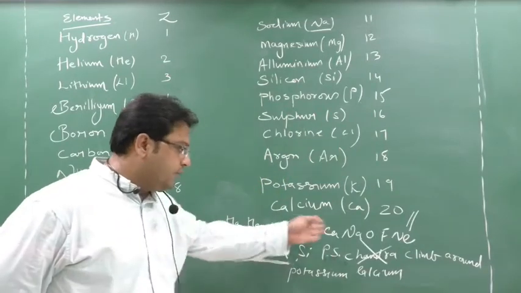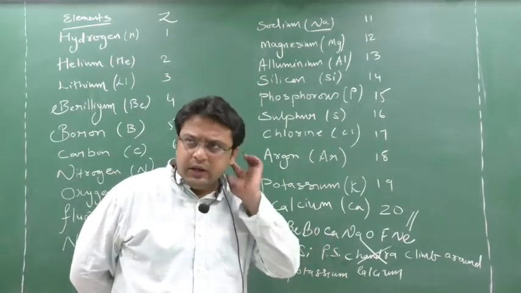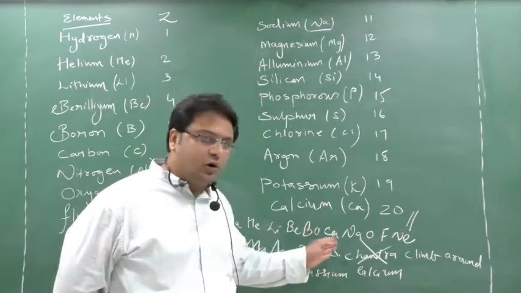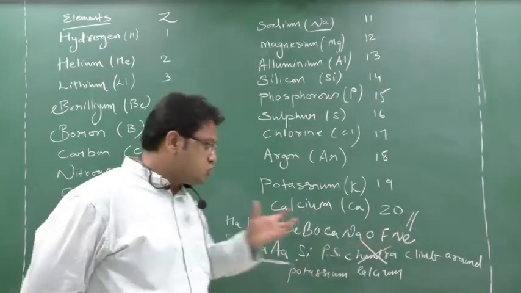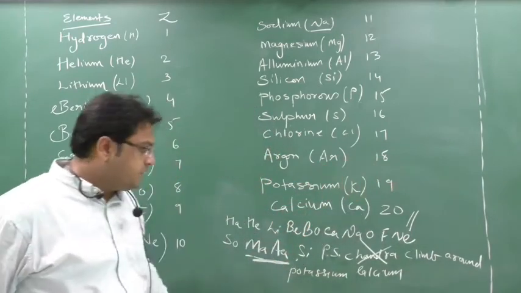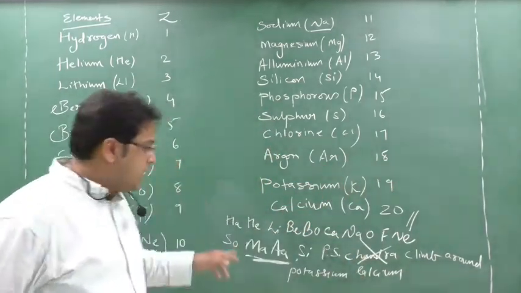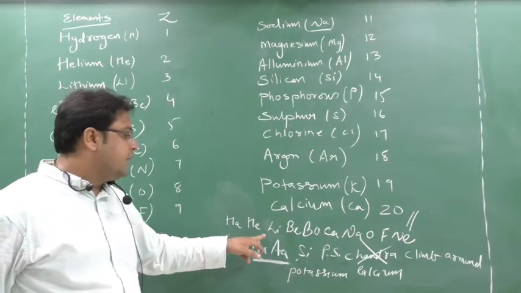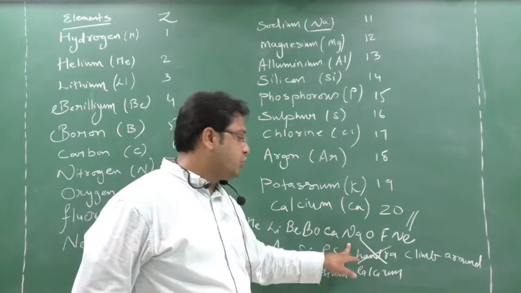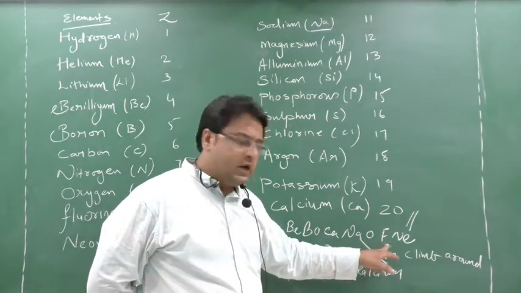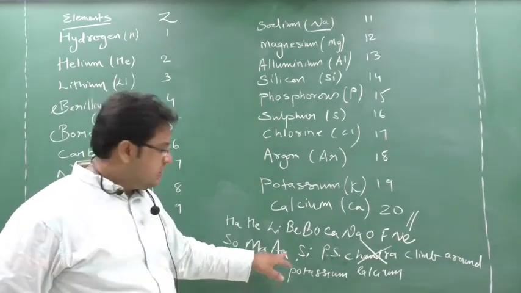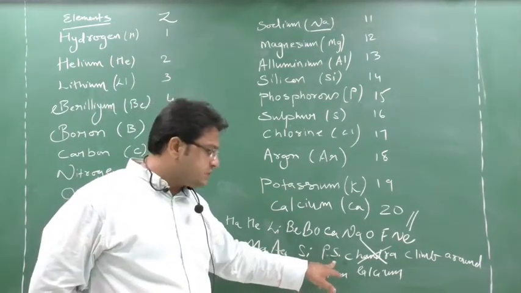Once more. Ha, He, Li, Be, Bo. This is one mnemonic. Mnemonics means how to remember certain things. Ha, He, Li, Be, Bo, Ka, Na, O, Fa, Ni, So, Ma, A, Si, P.S. Chandra, climb around potassium, calcium. In this, you have to cancel the Chandra. Now, see here. Ha, hydrogen, He, helium, Li, lithium, Be, beryllium, Bo, boron, Ka, carbon, Na, nitrogen, O, oxygen, Fa, fluorine, Ni, neon, So, sodium, Ma, magnesium, A, aluminium, Si, silicon, P means phosphorus, S means sulfur, Chandra cancel.